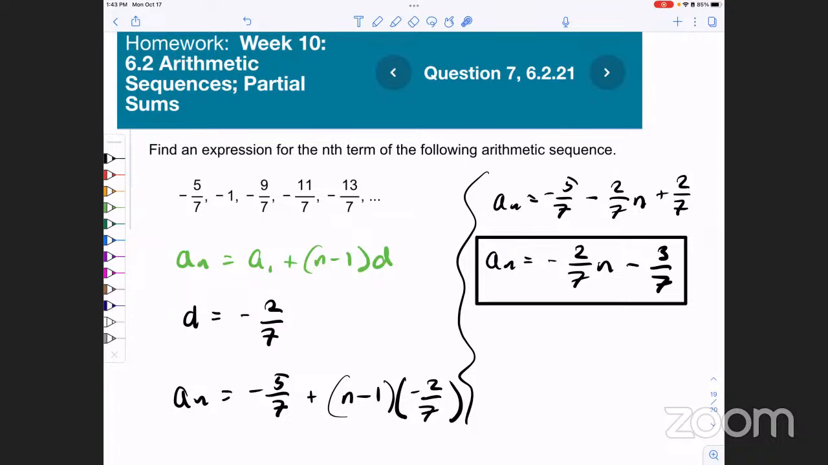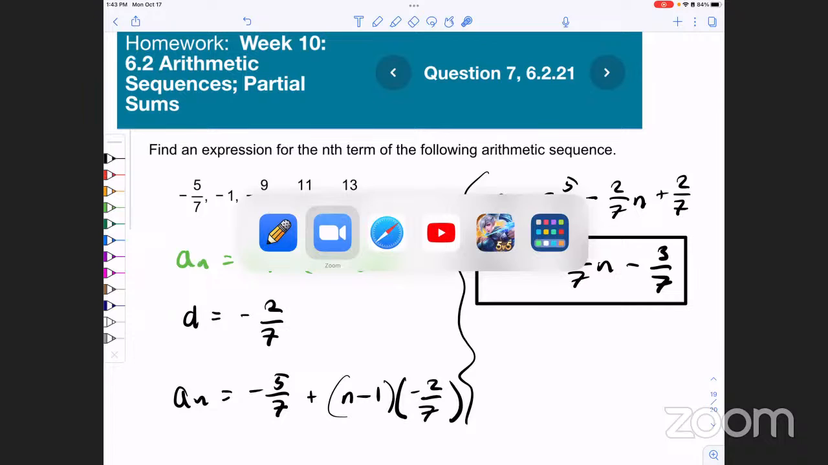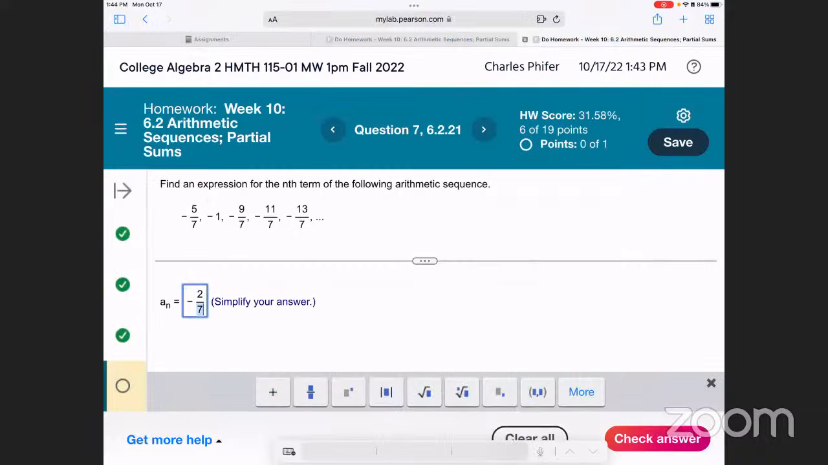All right, so when n is 1, -5/7. When n is 2, -4 plus -3 is -7/7, which is -1. When n is 3, -6 plus -3 is -9 over 7. So on and so on and so on, all right? So this is working out. So we got -2/7 n minus 3/7. Right here. -2/7 n minus 3/7.